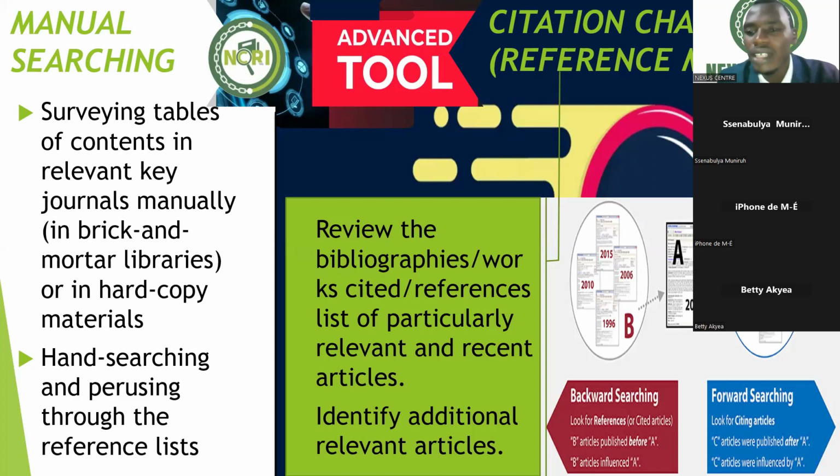So for forward referencing, you look out for that article, and then you go into Google Scholar and look out for other articles that have cited the article you're using. It definitely means that the articles that have cited the article you're using are actually forward. That means they were published after the article you're using, and as a reference, it simply means that those articles are more current as compared to the one you're using. So that is what you call a forward search.